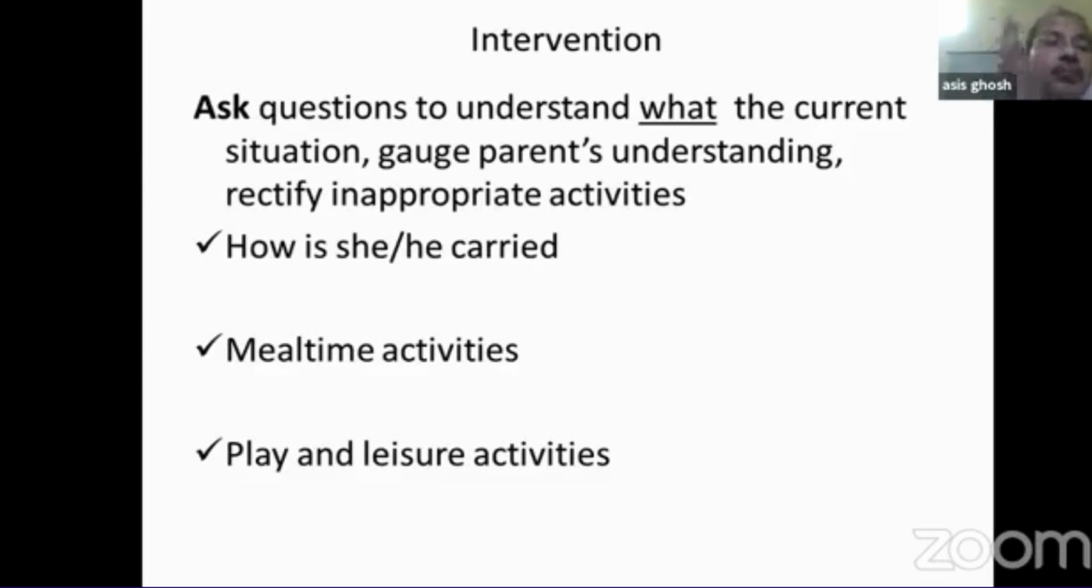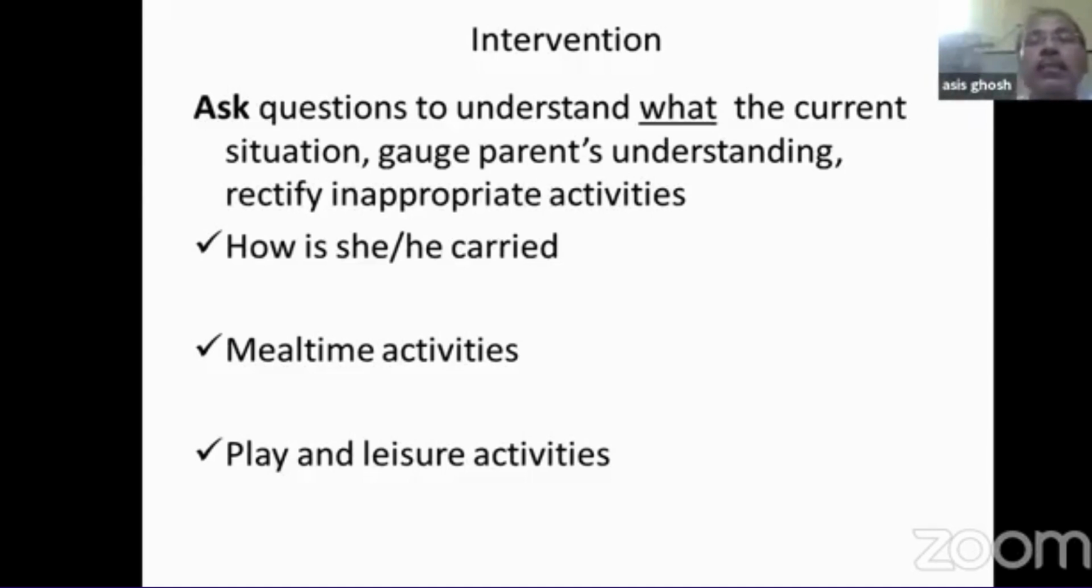So remember the 5 A's. Ask questions to understand what the current situation is, what the child is doing at the moment, how the mother or the family is handling, how they're coping with the child. And you gauge parents' understanding. How much do they understand about their child? What do they think? Most parents, when they come to us, say, my child is not sitting, my child is not standing, my child is not walking, my child is not talking. See, to the parents, these are the major milestones. They are not bothered about fine motor skills, lifting head in prone, all these things.